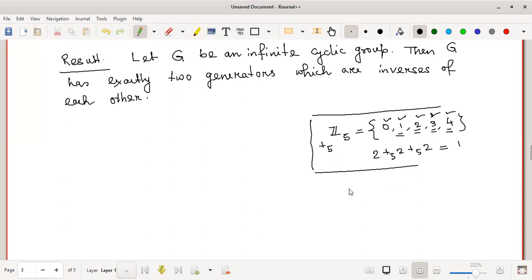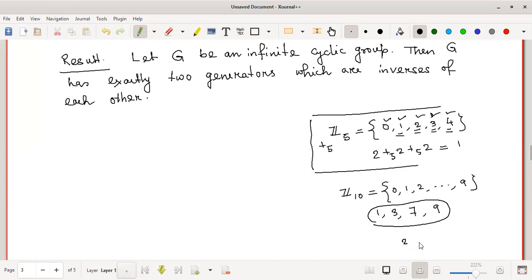Similarly, if I give you another group, say Z10, what are the generators? Z10 contains 0, 1, 2, 3, up to 9. You can verify; I'm leaving this for you to verify. In this case, how many generators can you expect? You will find that 1 is a generator, 3 is a generator, 7 is a generator, 9 is a generator. So these 4 are generators here. Why is 2 not a generator? Check.